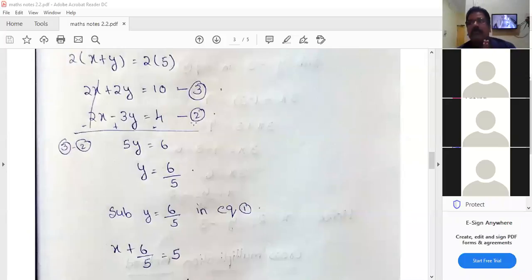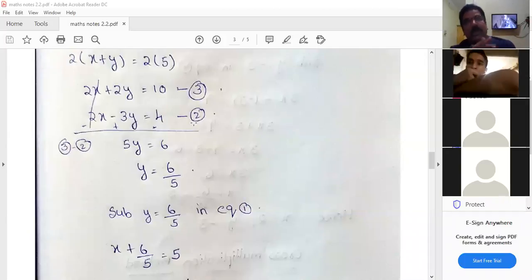One of the variables must be made equal. For making one of the variables equal, I multiplied the first equation by 2. Sometimes you can multiply both the equations also.